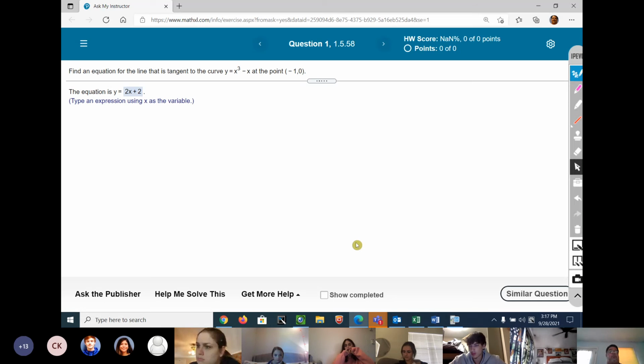Is this a test question? Find the equation for the line that is tangent to the curve. Yes, this is a test question. Y is equal to x to the 3rd minus x. So I'm going to graph that so I can do a little sketch of it.